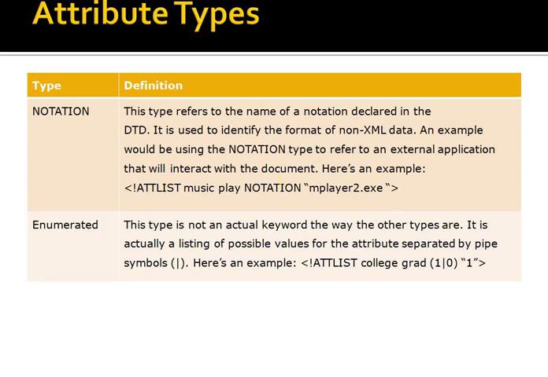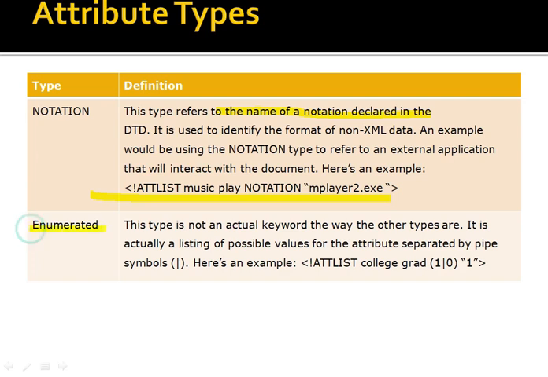NOTATION. This type refers to the name of a notation declared in the DTD. It is used to identify the format of non-XML data. An example would be the notation type referring to an external application that will interact with the document. So like this, it is a reference to an external document. This type refers to the name of the notation declared in the DTD.